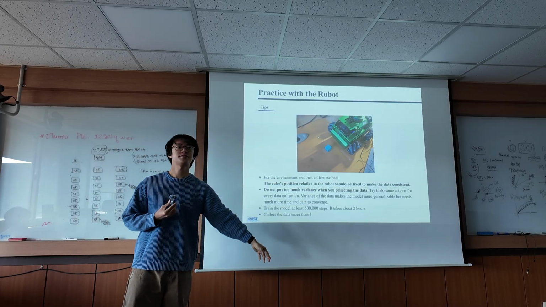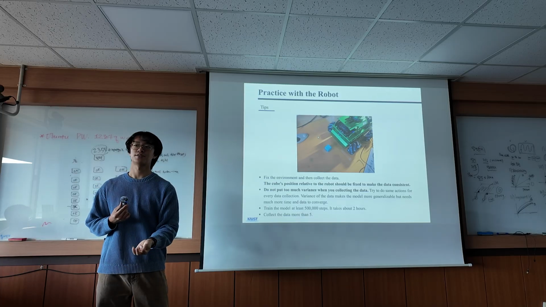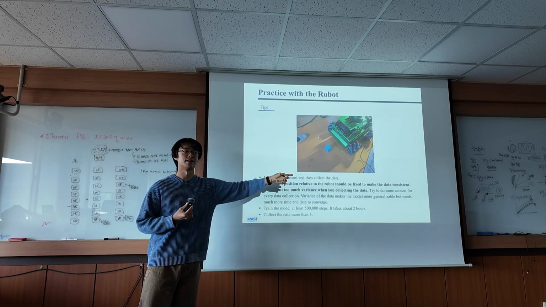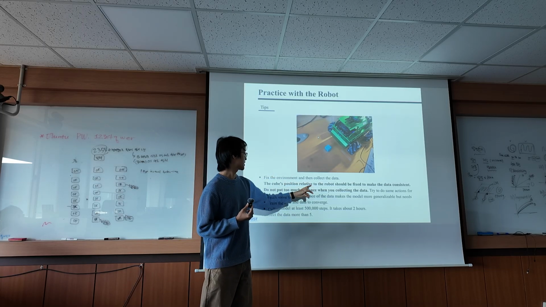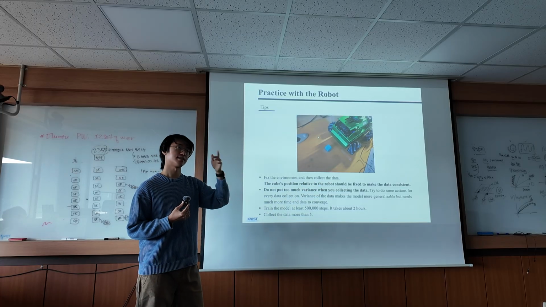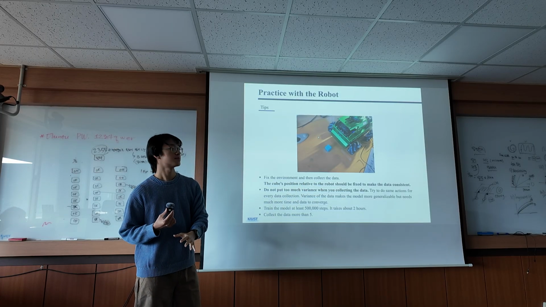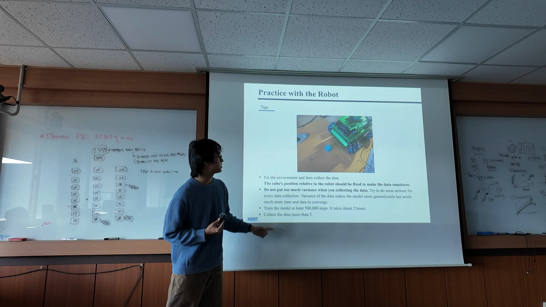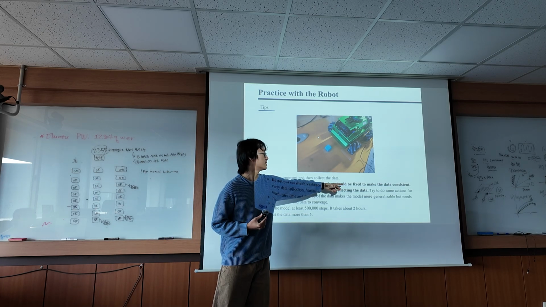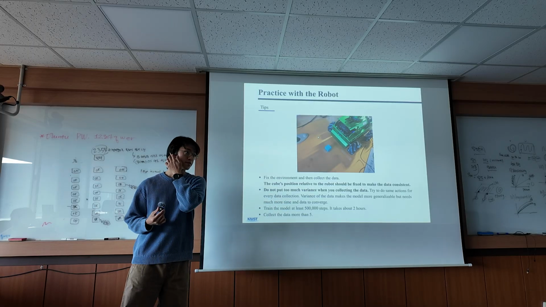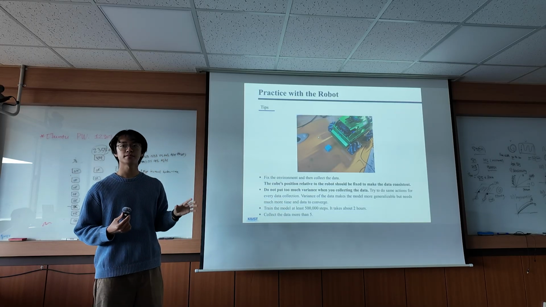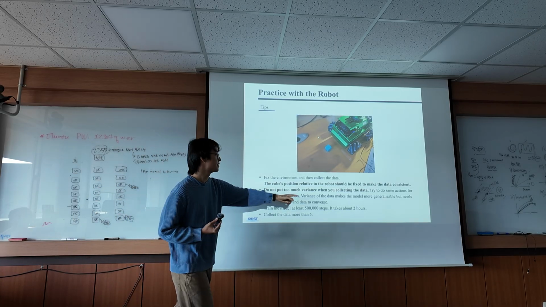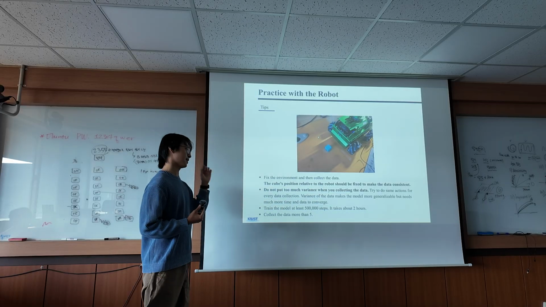And there are some tips to train and how to converge fast. First one is to fix the environment and then collect the data. In practice, the IQL dataset is needed according to how much variance the dataset has. So the cube position relative to the robot should be fixed to make the dataset consistent. The most important part is to make a consistent dataset. Do not put too much variance in when you're collecting the data. Try to do the same actions every data collection.